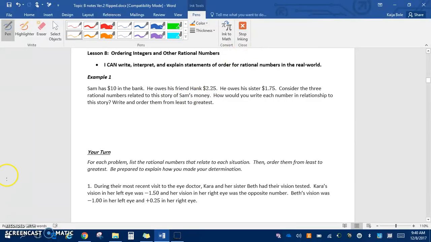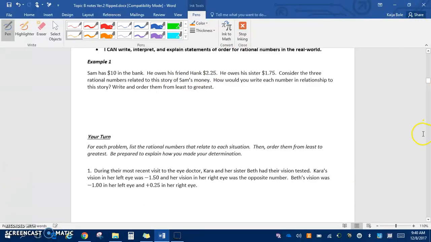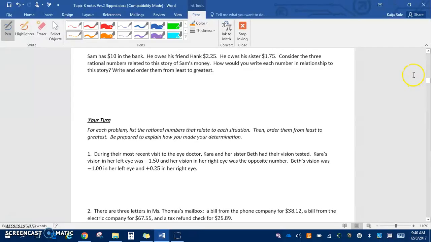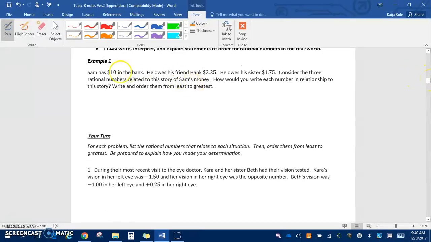Okay, so this is still ordering integers and other rational numbers. Example 1 says that Sam has $10 in the bank. He owes his friend Hank $2.25, and he owes his sister $1.75. It says to consider the three rational numbers related to this story. How would you write each number in relationship to the story?